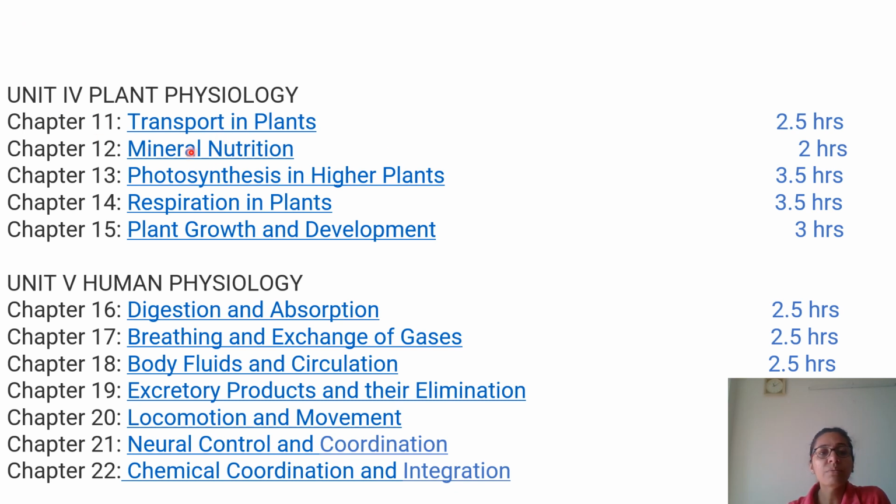In mineral nutrition, we'll talk about macronutrients and their deficiency. In photosynthesis, we'll read about light reaction. This is my favorite topic. Light reaction, dark reaction, C3 cycle, C4 cycle, and in respiration we'll talk more about glycolysis that we know something about. Glycolysis, Krebs cycle, etc. How much energy, ATP, is utilized, all these things in respiration. It's a very important chapter. Then we'll talk about hormones of plants.